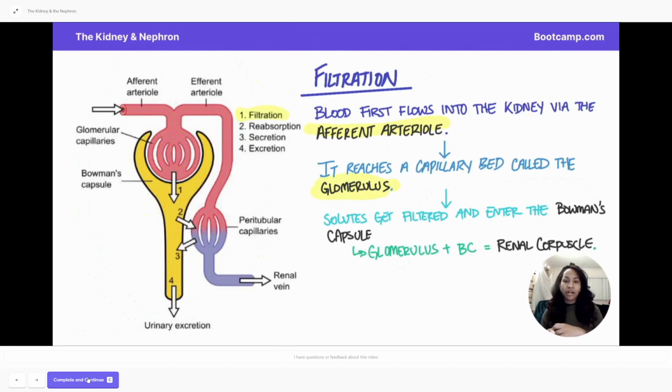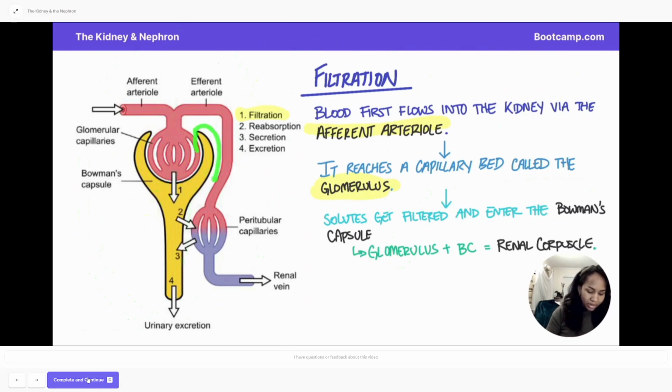Because capillaries are very, very tiny blood vessels, as that arteriole starts to narrow into that capillary bed, large particles like blood cells can't necessarily get through that filter. So in the glomerulus, we have this filtration step happening, and then whatever is able to make it through the glomerulus makes it to the Bowman's capsule.